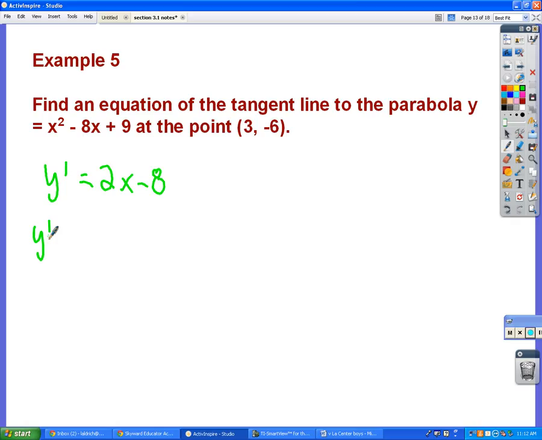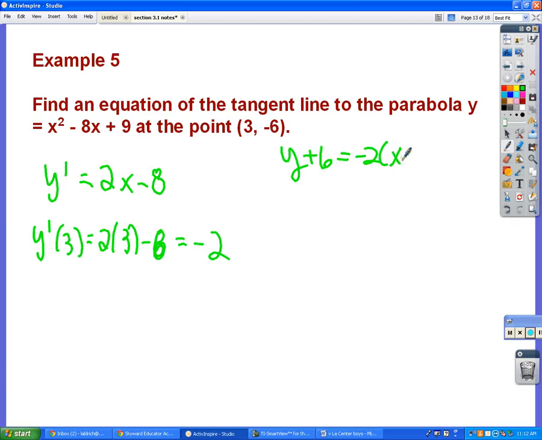So how do I find the derivative at that point? I'm going to plug in 3. So 2 times 3 minus 8 is negative 2. So that means the slope of my tangent line at that point is negative 2. Yay, now I can go point slope. y plus 6 equals negative 2 times x minus 3. And in my universe, I'm done.